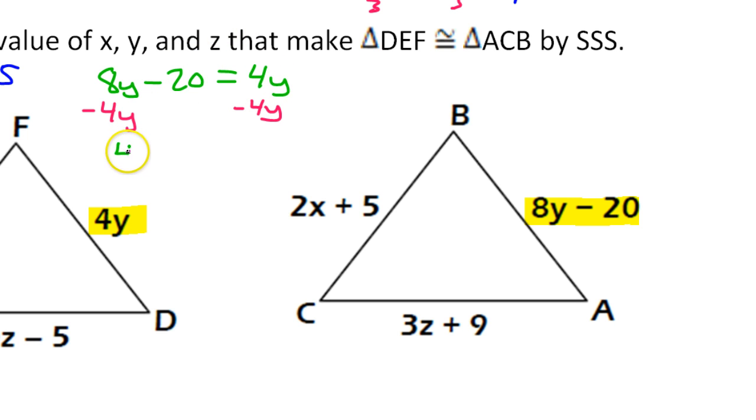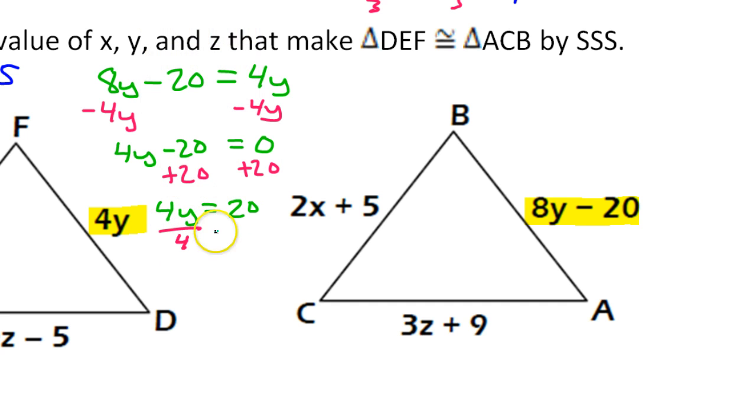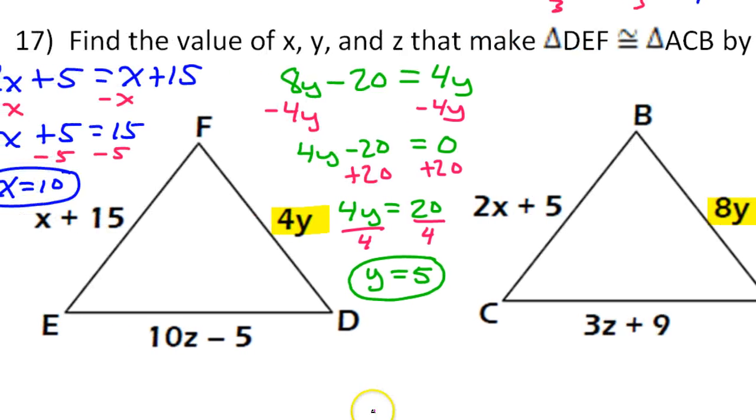So this is going to give us 4y minus 20 is equal to 0. And then we will add 20 to both sides. So that'll give us 4y is equal to 20. And then we will divide both sides by 4. So that'll give us y equals 5. Okay, and finally, what about z?